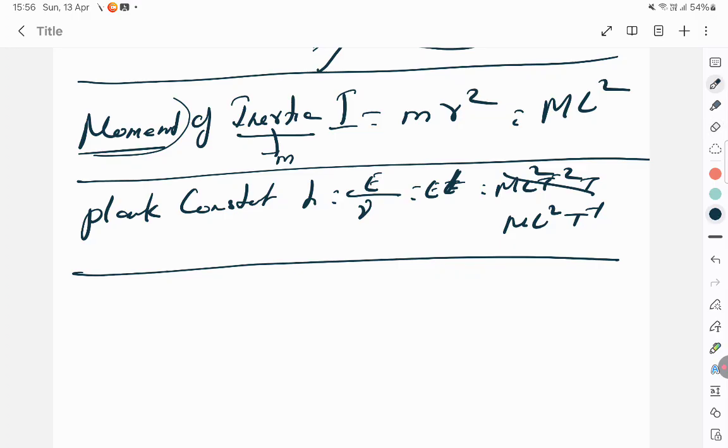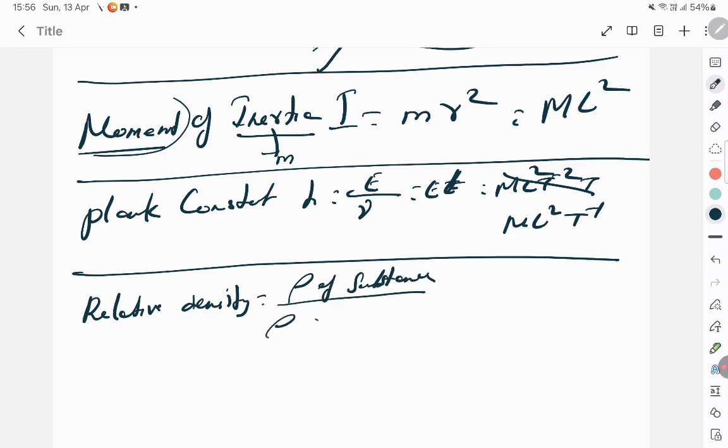Then I'll also teach you about relative density. What is the relative density? Density of a substance by density of water at 4 degrees Celsius. Do you know the definition for relative density? Density you know, but relative density means in comparison with water. Density of substance by density of water. So therefore density and density will get cancelled. It will again be dimensionless quantity. It will not be having any dimension. Correct? That's about relative density.